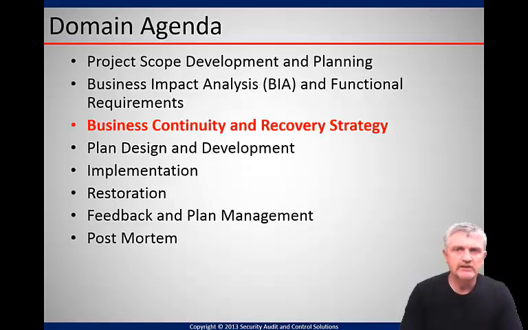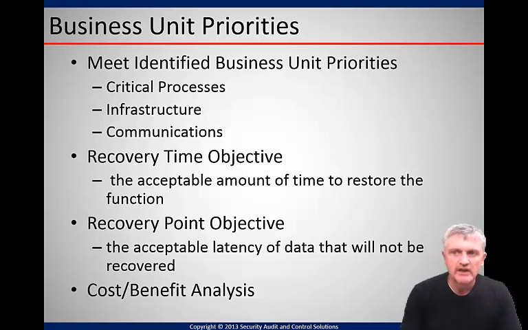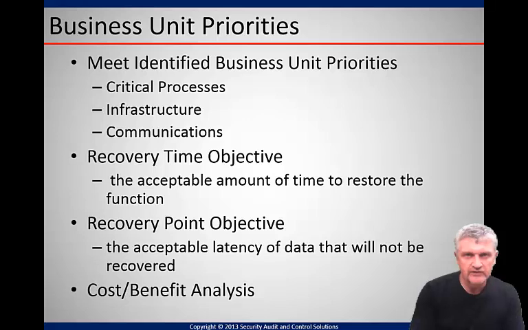Business continuity and recovery strategy. When we look at this, we need to look at business unit priorities. We need to identify business unit priorities, critical processes in the business, infrastructure, what do we require to get up and running again, and then communication as well between all this.